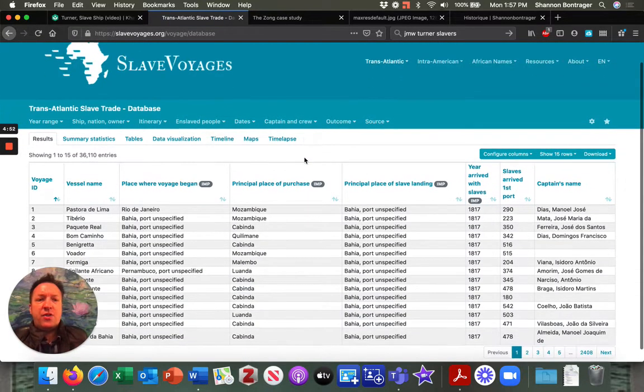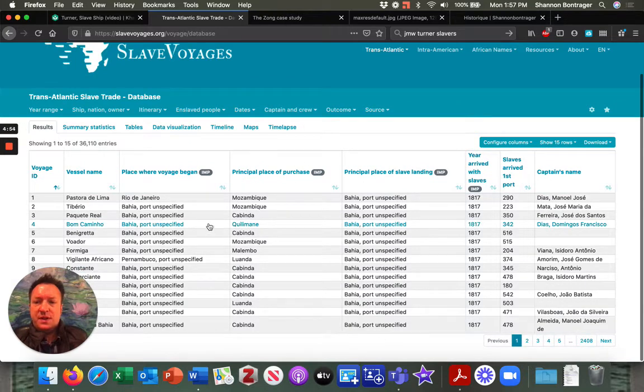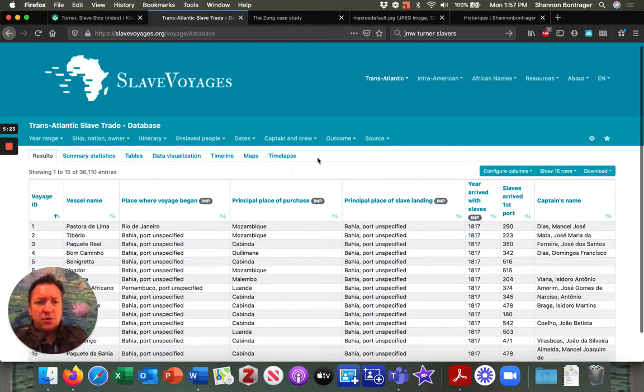I think there's 36,000 voyages here that David Eltis and others who work with him compiled. Eltis is a retired professor of history and of the transatlantic slave trade, but he spent much of his career coming up with this database. We can see here all kinds of different voyages, when they take place, how many arrived in port, what the captain's names were. And I think there's 36,000 voyages here, which is a lot to go through.